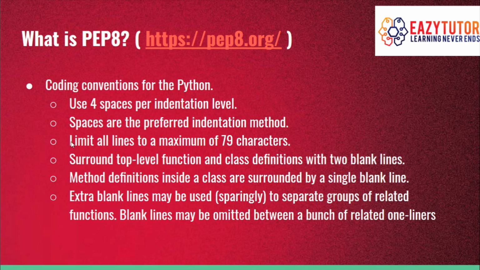The single line length is limited to 79 characters. This is up to us. If you are comfortable, we can increase it, but the suggested size is 79. And these lines I'll explain when we deal with object-oriented programming, because this mostly involves functions, classes, definitions and all. So I'll be explaining this while we're discussing object-oriented programming.